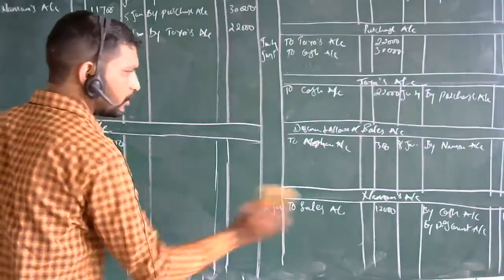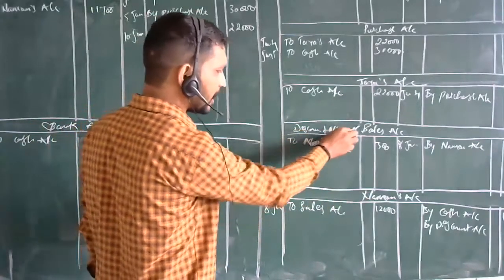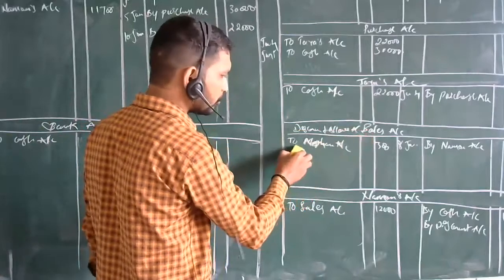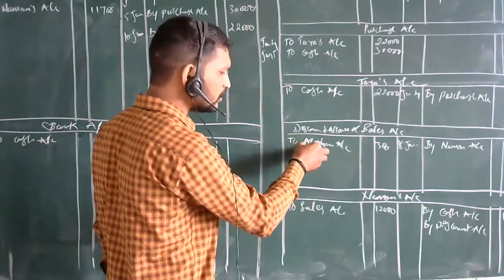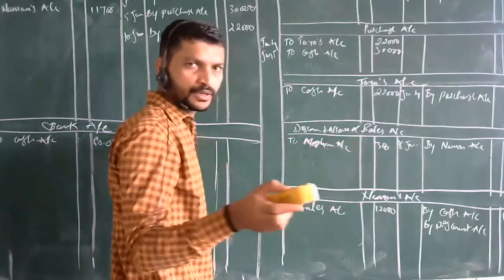So what you are going to remove is the discount allowed account. In that you are going to show just one entry, just like the Naman's account you are going to open. Can you all do this?